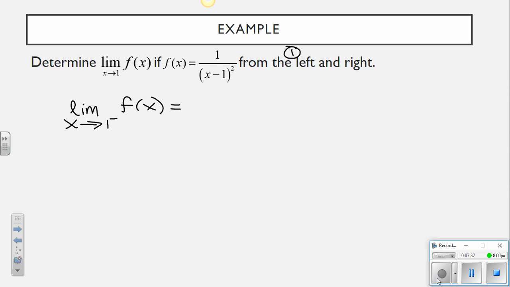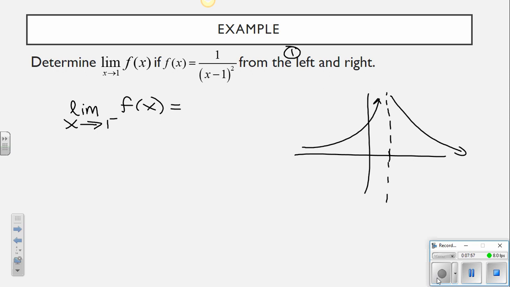Can you do it in your head? It's either infinity or negative infinity, right? Do you guys remember what 1 over x squared looks like? It's when they converge to the same one. Look, this has been translated how much? To the right one. So I have this asymptote right there, and then it kind of looks like that. Correct? Okay.